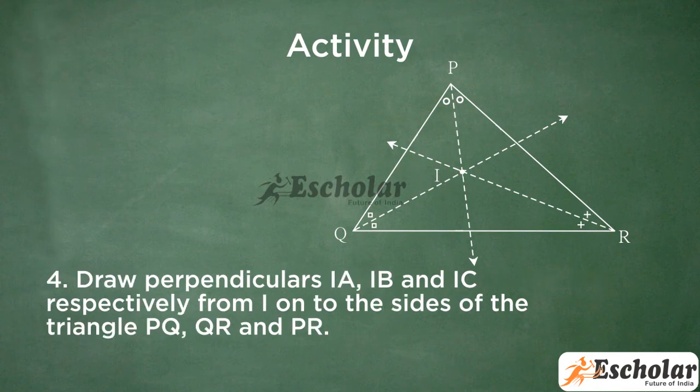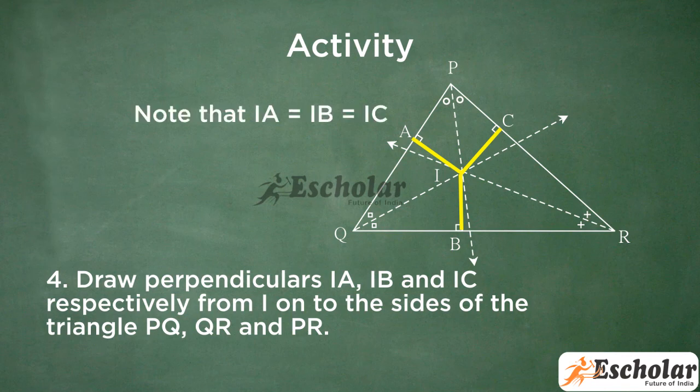Fourth, draw perpendiculars IA, IB and IC respectively from I on the sides of the triangle PQ, QR and PR. Measure the lengths of these perpendiculars. Note that IA equals IB equals IC.